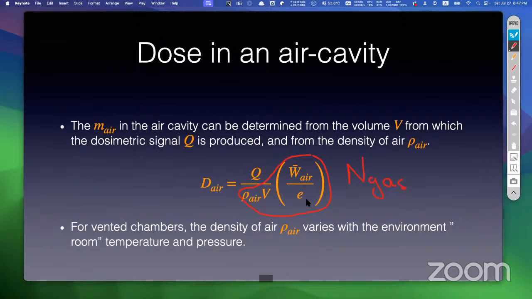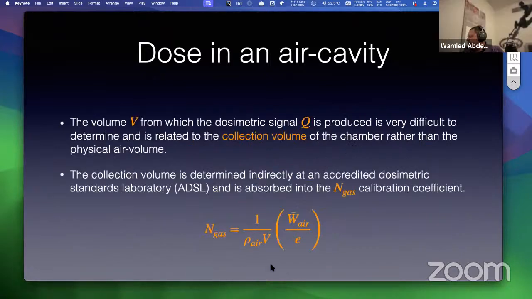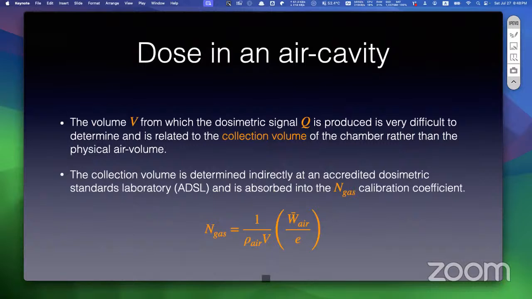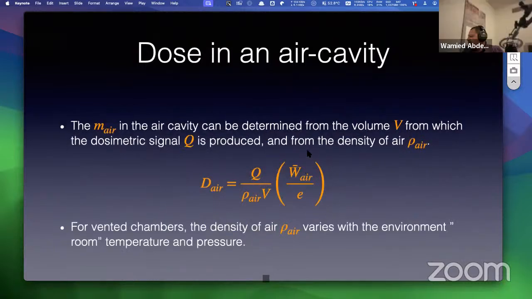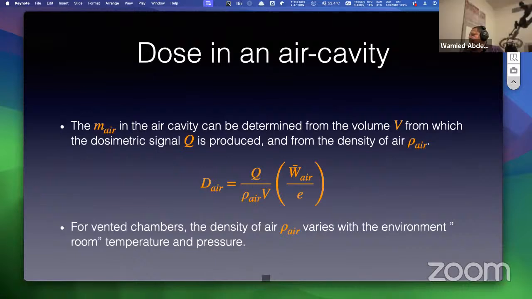Okay, this is N gas. The same constant. The only difference here is the Q and the number one. Q is what charge you're going to measure. So now you put the chamber under a radiation beam. Ions will be produced in the air cavity, right? So the number of the charge produced in the air in the cavity, this is Q.